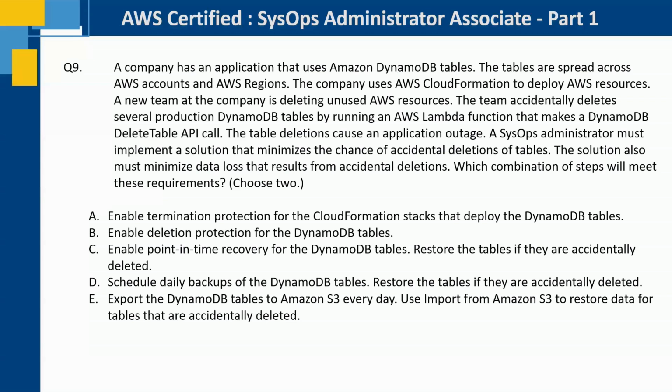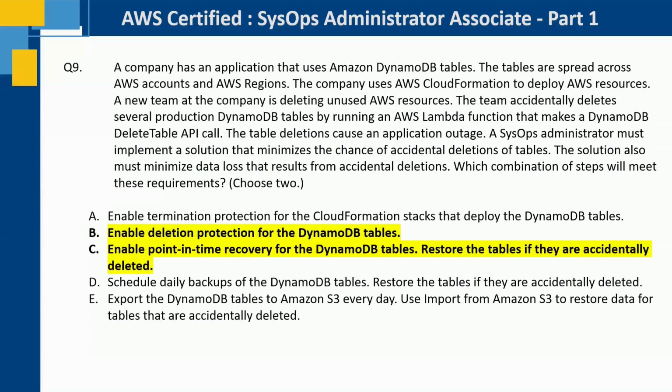Now folks, first of all, you should enable delete protection for the DynamoDB tables. This prevents the delete table API call from deleting the table even if a Lambda or IAM user tries to delete it. The deletion will fail if delete protection is enabled. Now this should be combined with enabling point-in-time recovery. Point-in-time recovery allows continuous backup of your DynamoDB tables for the last 35 days. If a table is accidentally deleted or corrupted, you can restore to any second within that time window. This ensures minimal data loss.